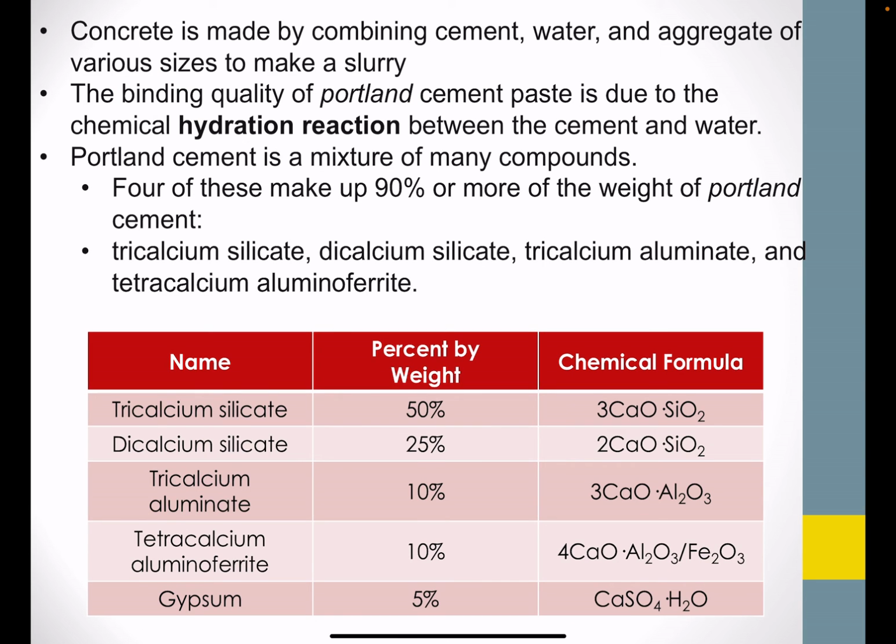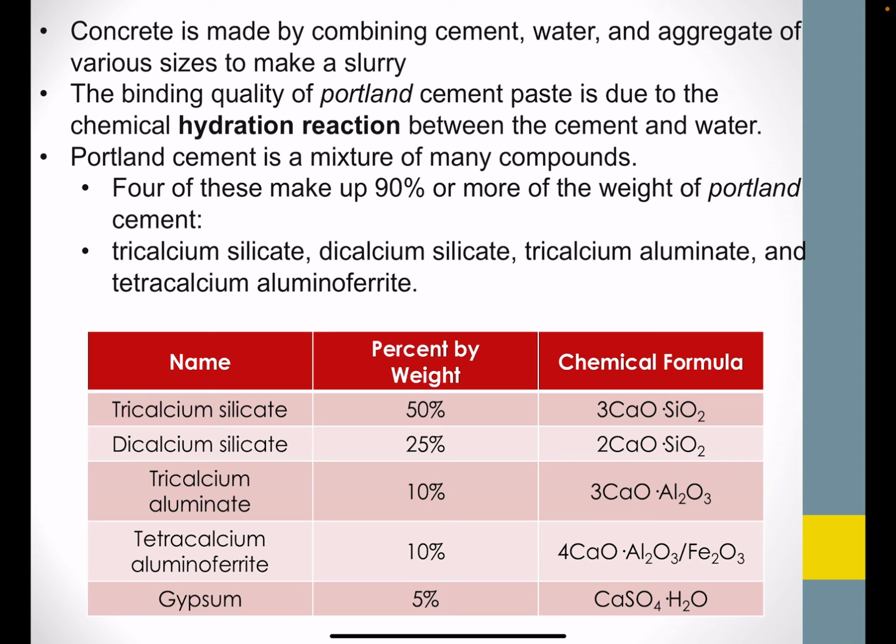Okay, so the binding quality of this Portland cement that is produced will be affected by the hydration reaction between cement and water and those silicates. So Portland cement ends up as a mixture of many compounds, as you can see, and 4 of these will make up about 90% of the weight of Portland cement. Okay, so those 4, as we mentioned, are listed as the tricalcium, dicalcium silicates, as well as tricalcium aluminate and that aluminoferrite.